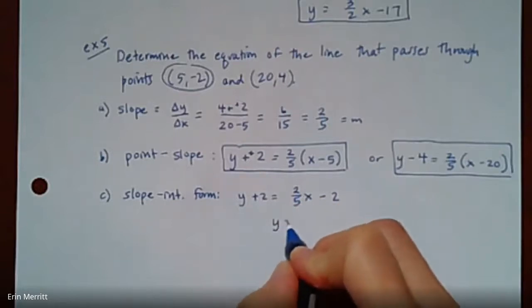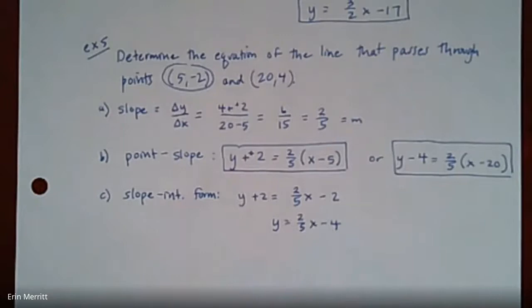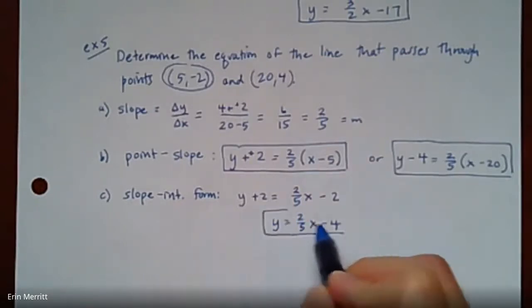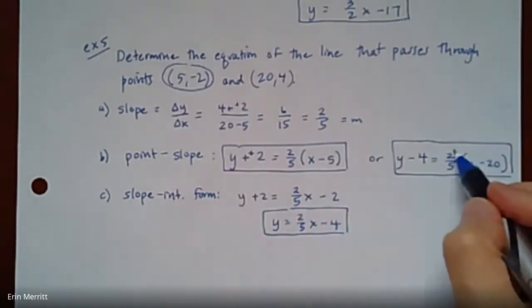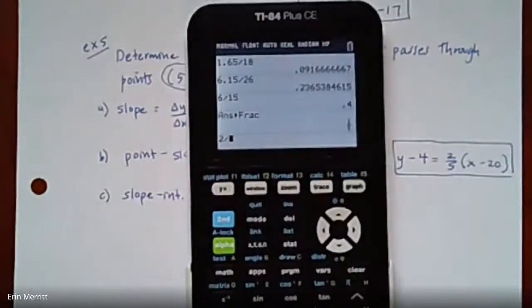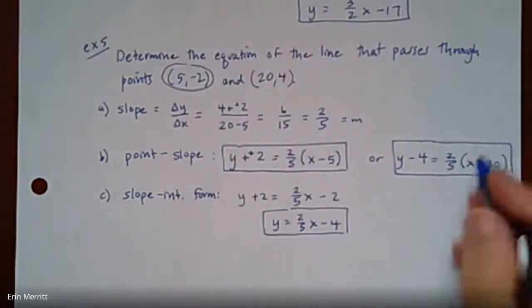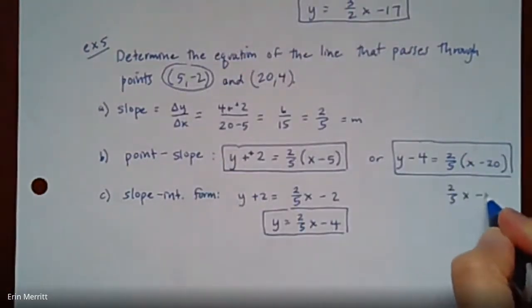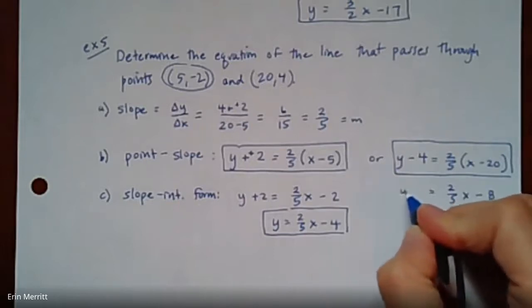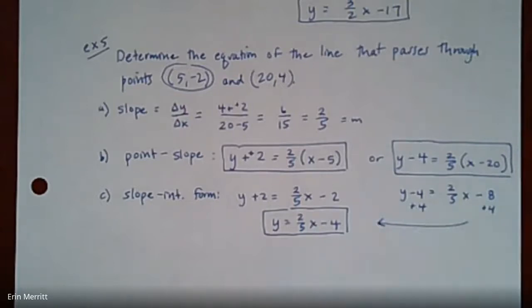And then we can subtract that 2 over. That would land at y equals 2/5 x, and then minus 4. You can kind of see if I did this over here, 2/5 times 20. You can do it on your calculator, or you can think of it as 2 times 20, which would be 40, divided by 5. There's where the 8 comes from, right? So you would end up with 2/5 x, and then minus 8. And then you'd have to add the 4 over. That would give you the same answer right there.